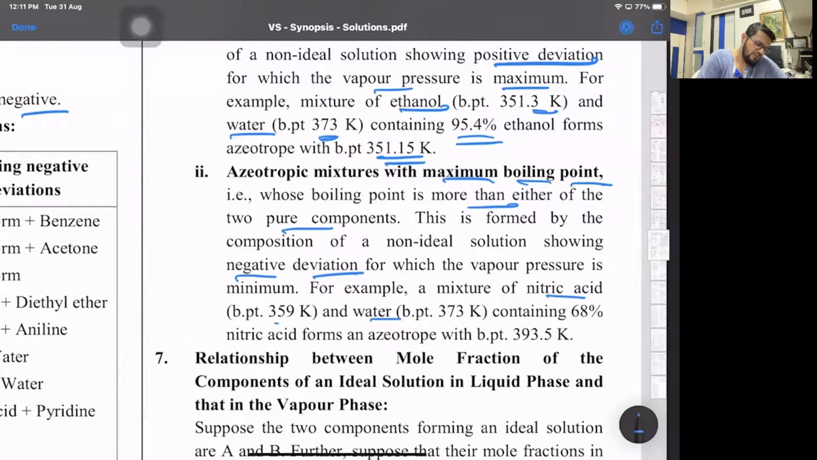Nitric acid is 359, water is 373. Now 68% nitric acid and 32% water. The boiling point of the two together, 68% nitric acid and 32% water, will be 393.5 Kelvin, more than both, due to negative deviation, because the solute-solvent interaction of nitric acid and water is stronger due to H bonding.